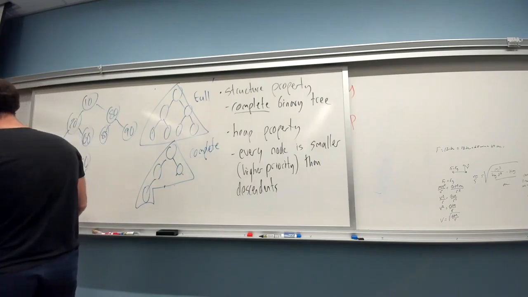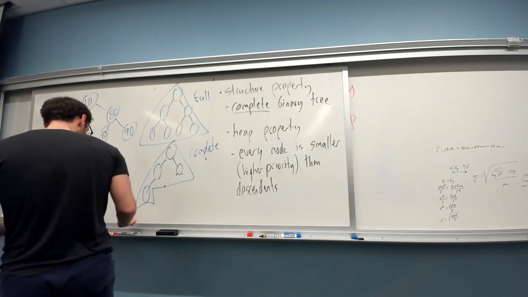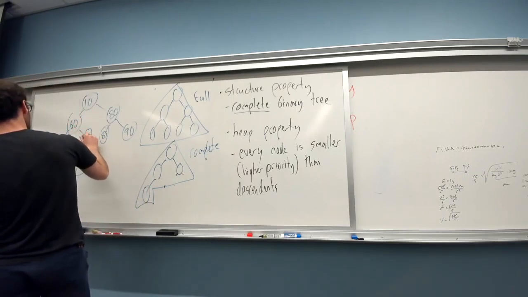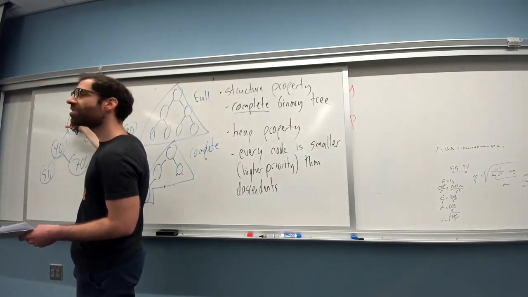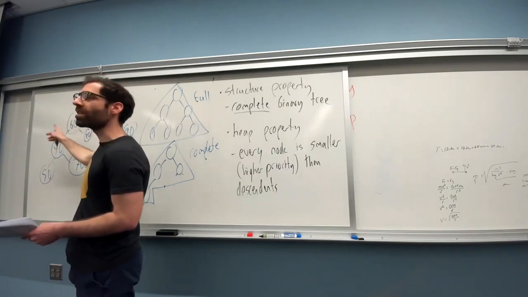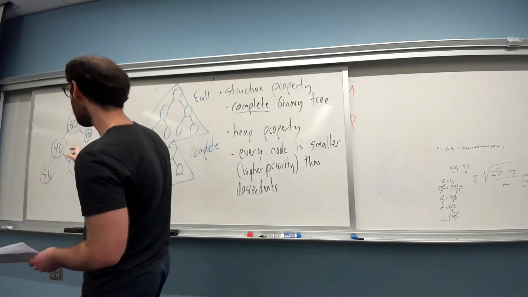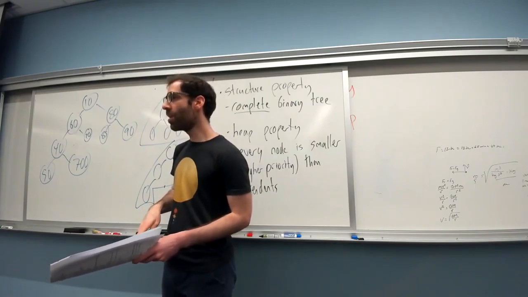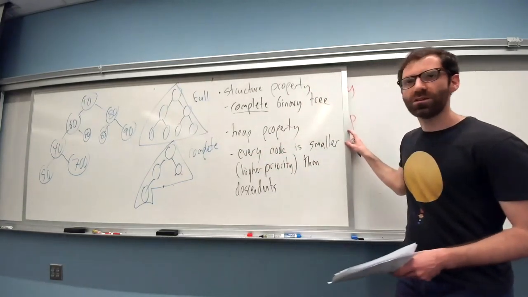If we had 60 here and 20 here, this would not be a valid heap because this 60 would have to be smaller than all of its descendants, and that would not be true of this. So this would be an example of something that's not a heap. Does that make sense? Questions on our heap property and our structure property?